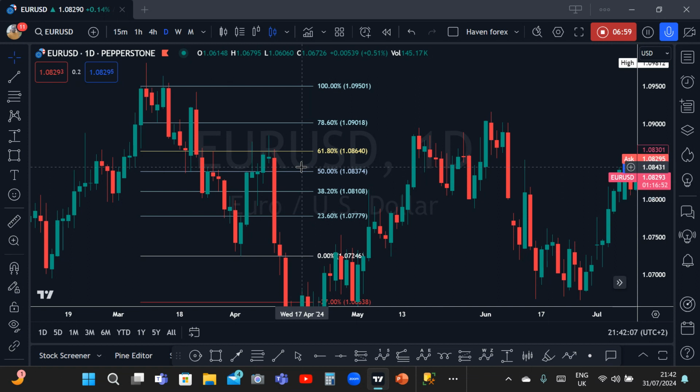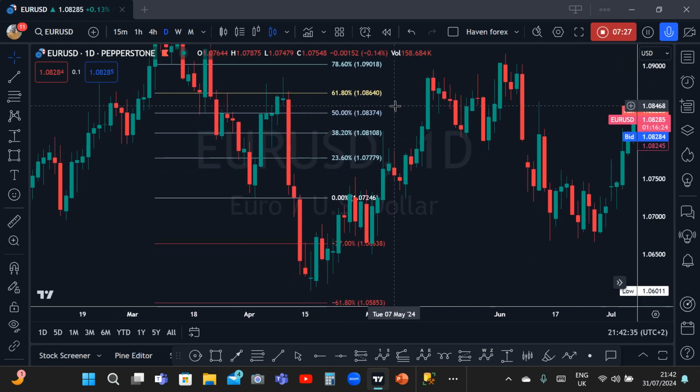So anytime there's a push and the corrective phase is happening, usually price action finds a support or a resistance at this level, as the case may be. If it is a bearish trend, when it's coming down like this, that means it will find support before it will resume the underlying trend.